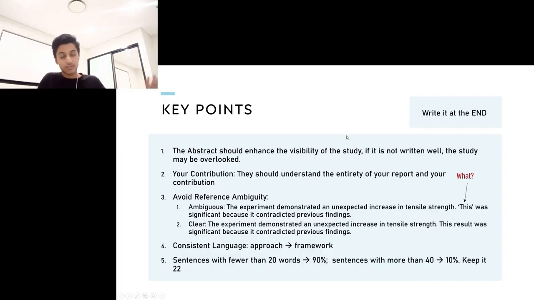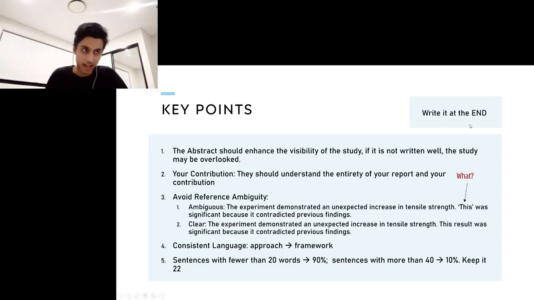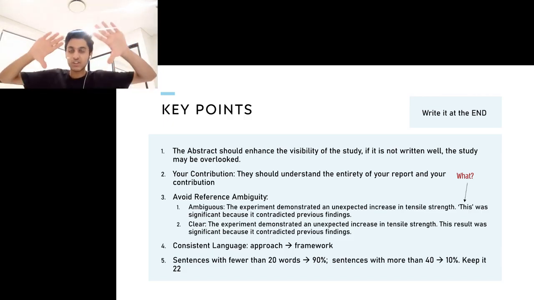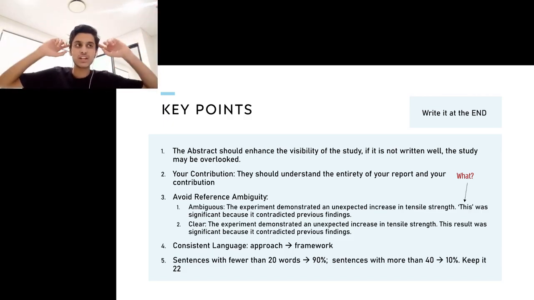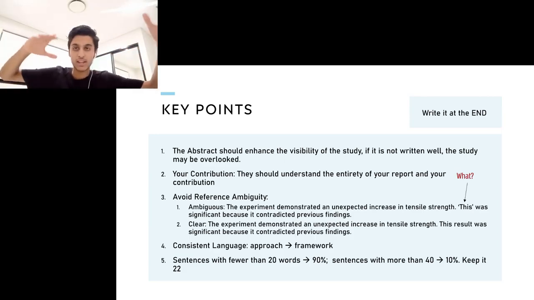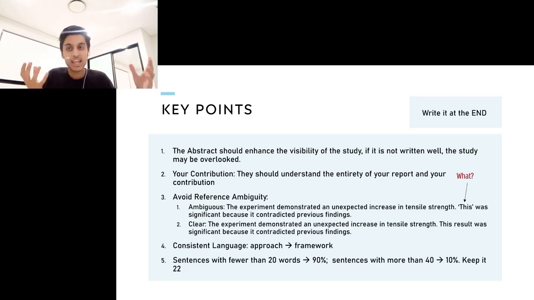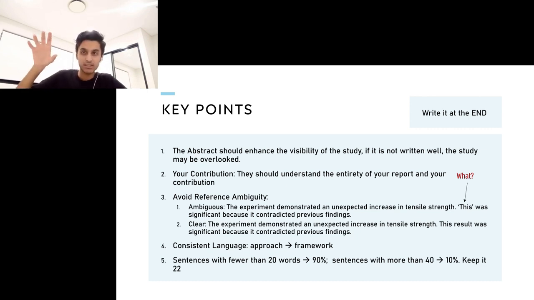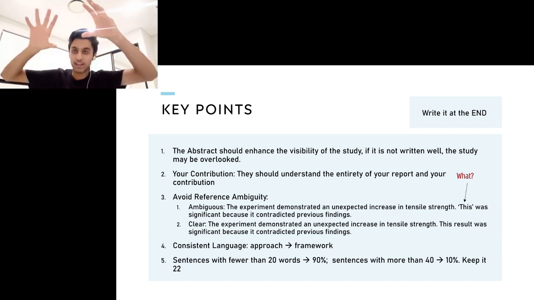Key points. First of all, write it at the end. Don't write it at the start. Why shouldn't I write the abstract at the start? Because when you write it at the end, you start creating this mental framework of what your entire paper is about and what your key focuses are. And then you can take those key focuses and put them in the abstract. However, when you write the abstract first, your entire paper is based on that abstract.